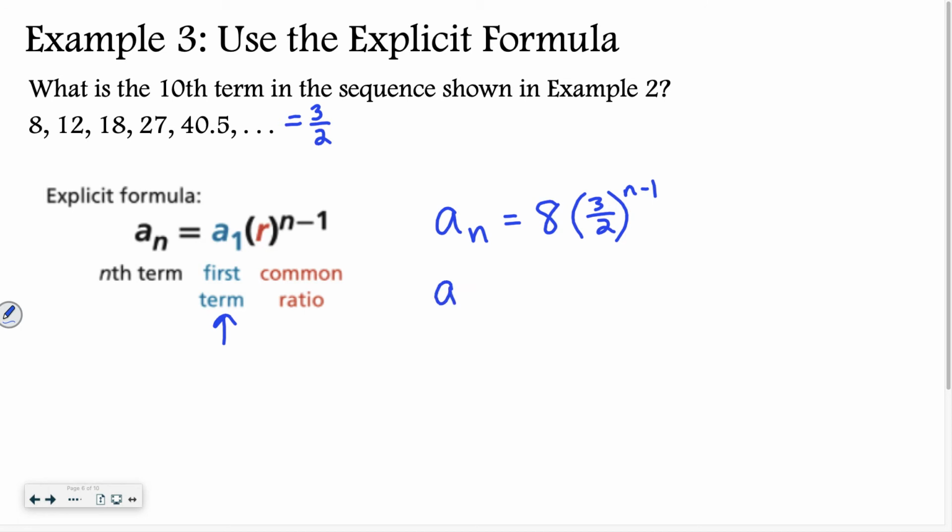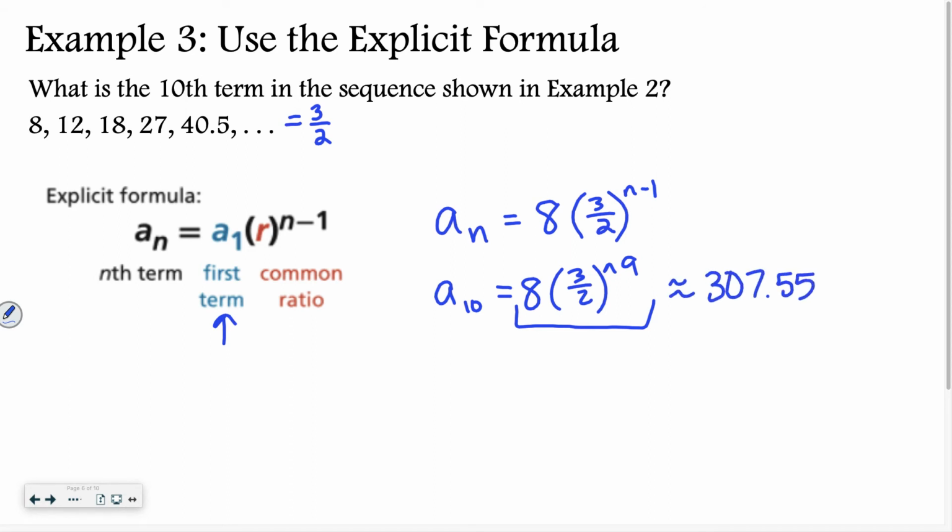So I'm going to say A of 10 to signify that I'm finding the 10th term equals 8, parentheses, 3 divided by 2. And then I can do the caret key, and I do 10 minus 1. Well, what's 10 minus 1? Faster way of writing that, instead of saying 10 minus 1, I'm going to say 9. So I'm going to type into my calculator 8 parentheses 3 divided by 2 parentheses caret 9. And when I plug that number in, I get a number that is approximately 307.55. Okay, I rounded to the nearest hundredth.